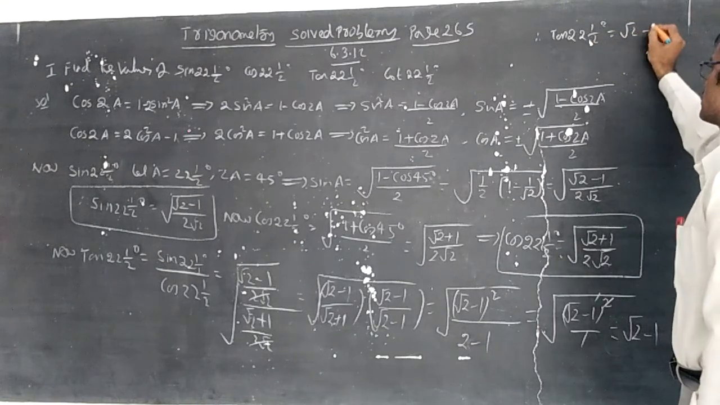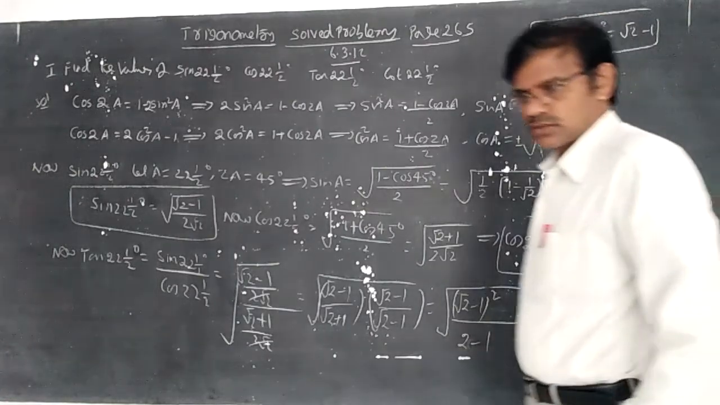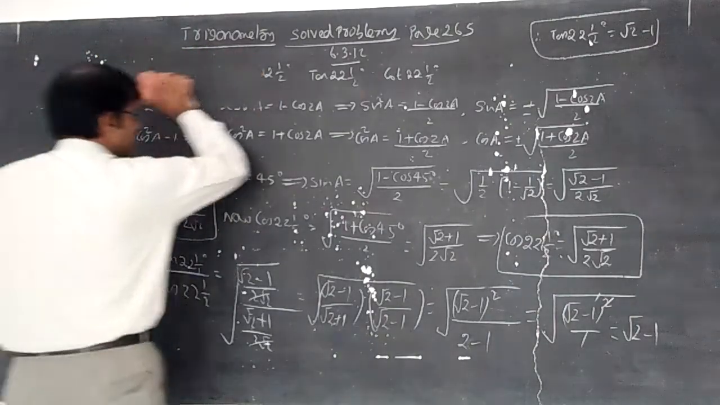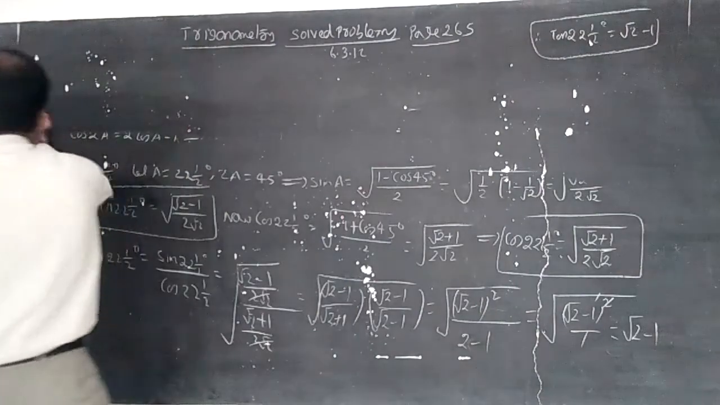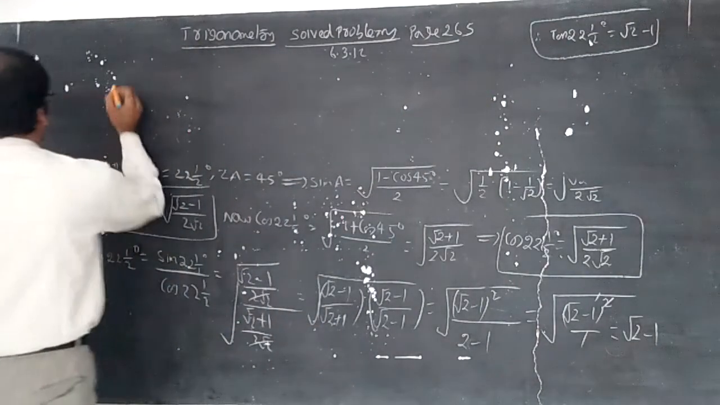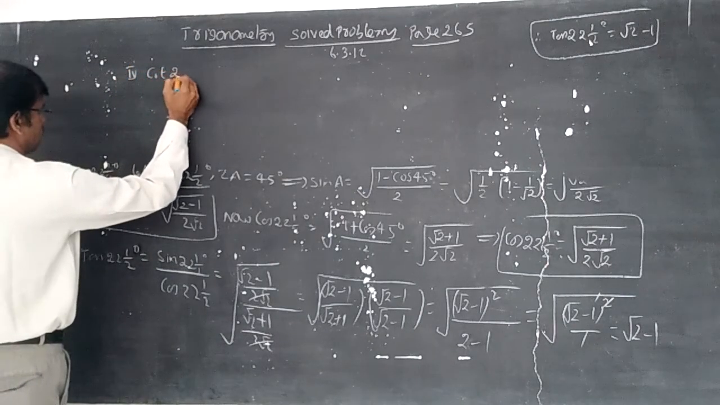This is also most important. It is an objective bit and a most important sum, also tan 22 and half. Like a formula you should remember the value of tan 22 and half is equal to root 2 minus 1. Now fourth one, cot 22 and half.